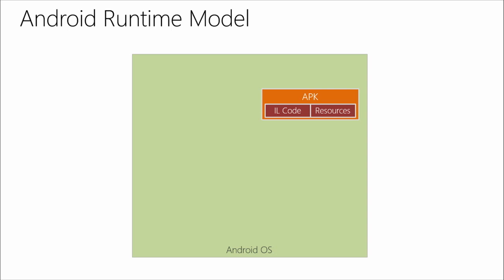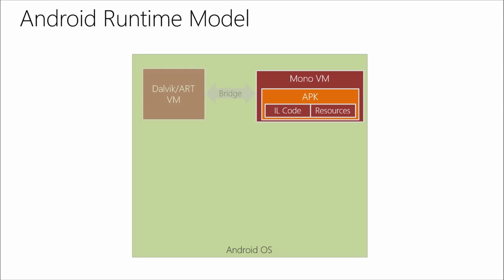Now the Android runtime model works like this: you have your Android OS, and then you have your APK, which includes your IL code and any resources you have in there. Wrapped around that is your Mono VM. The VM is there to interpret your code, and it's a bridge to the Dalvik or ART virtual machine, which is part of Android. You'll be using either Dalvik or ART depending on what version of Android you're on.